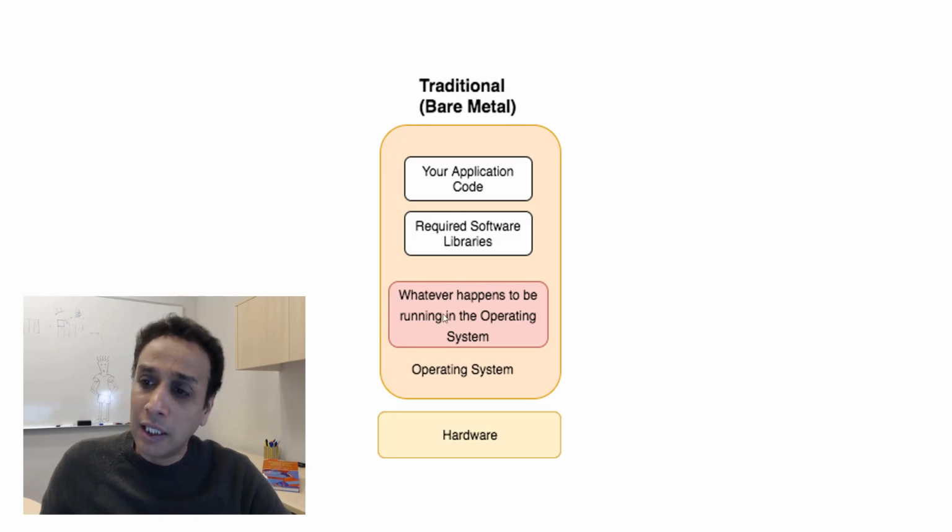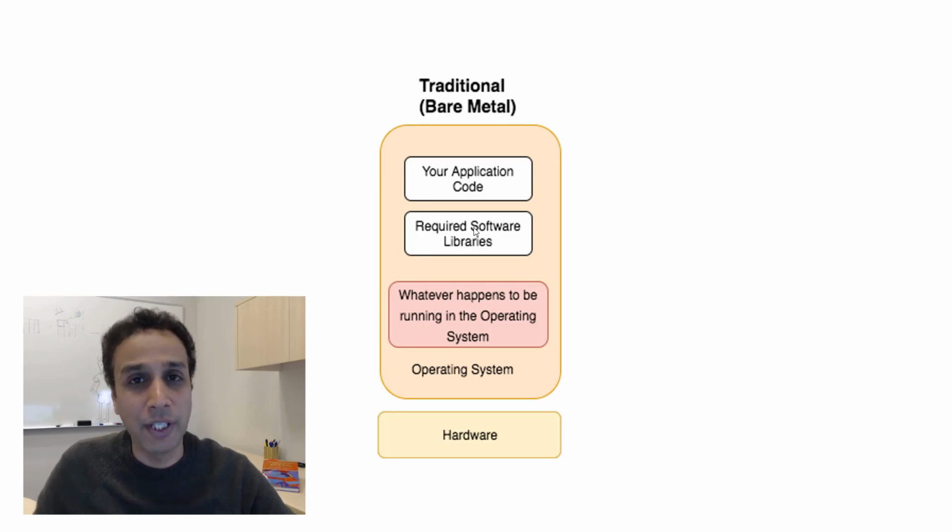Now, let's say you're coding in Python, so you have your application code and then you have your required software libraries that enable the execution of Python. So all of this is, let's say, a typical environment for your application.